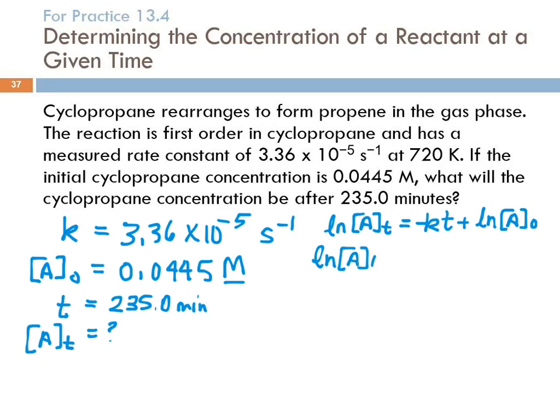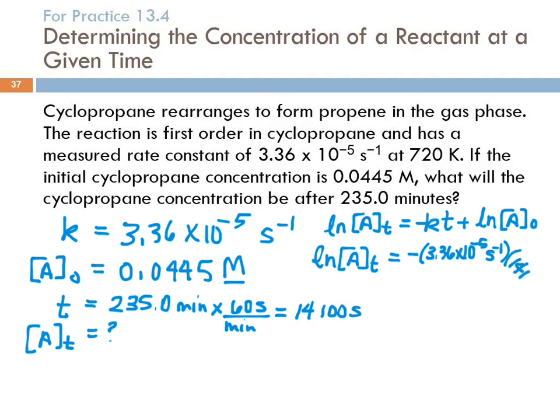Negative kt. So negative, and k is going to be 3.36 times 10 to the minus 5 per second. Should I put 235 minutes in there? The units aren't going to work out, are they? We need to change that into seconds, times 60 seconds per minute. Can somebody tell me what that is? 14,100? That's a big number.